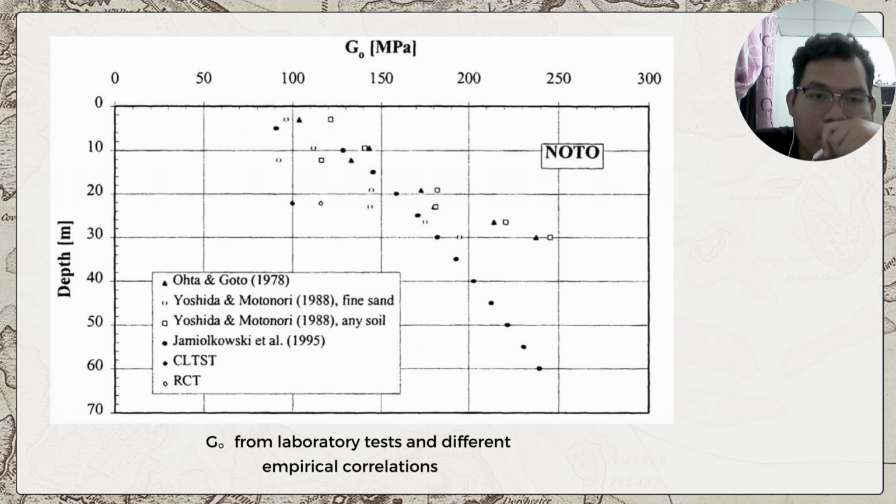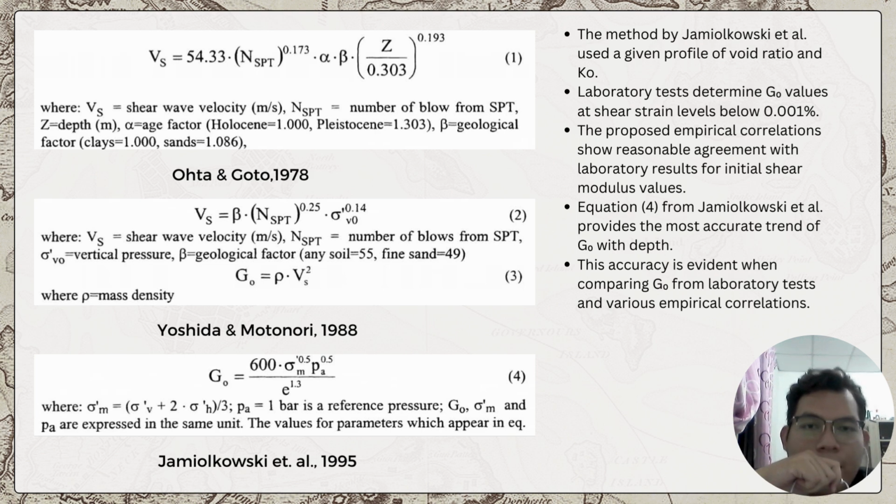The third one is Yoshida and Motonori 1988. This is the formula for the penetration test and the laboratory test. The first one is Otoha and Gota 1978. The second one is Yoshida and Motonori 1988, and the last one is Jamiolkowski 1995.